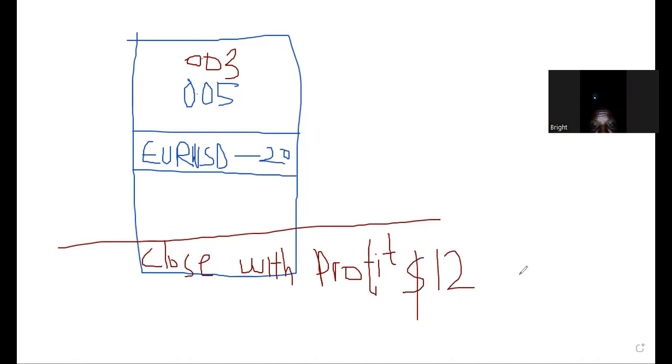Once you close this in profit, automatically this will go to your profit margin. So you have $12 registered in your profits. But you will be left with 0.02, because when you minus 0.03 from 0.05, you have 0.02 remaining. Because you have taken $12 from $20, you'll be left with $8.